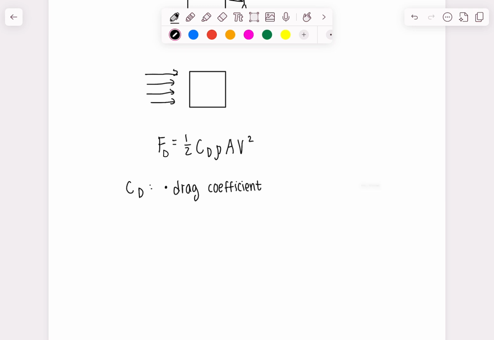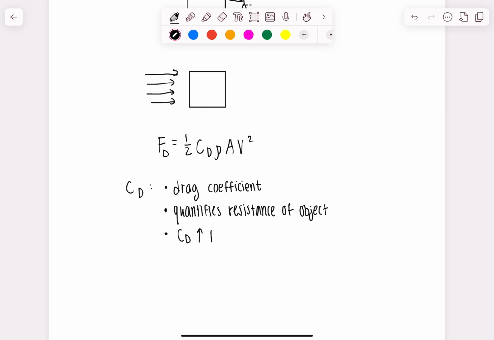Alright, and it simply quantifies the drag or the resistance of an object. So as this resistance increases, so does our drag force. And as it increases, so does our drag force. All right, and then also note that CD is dimensionless.